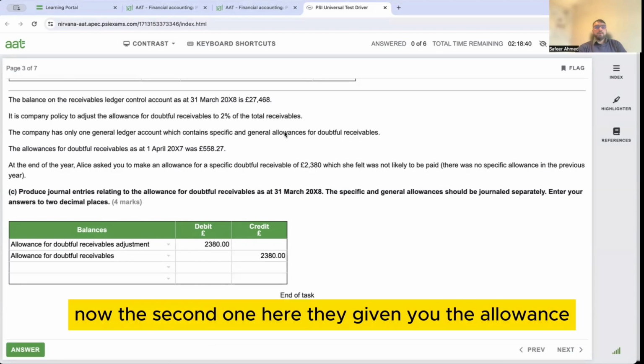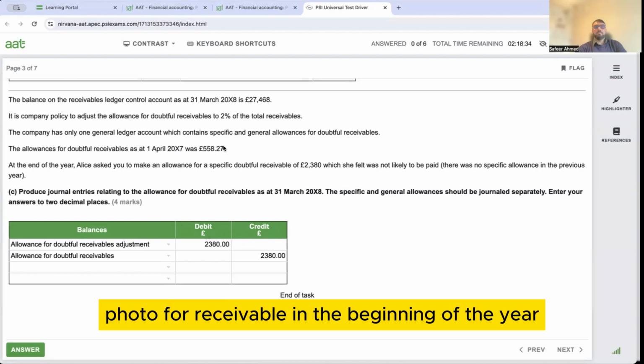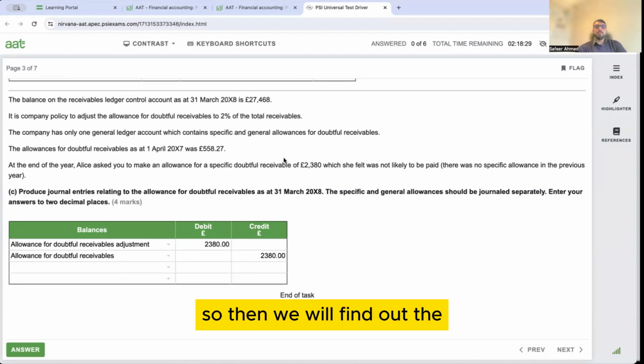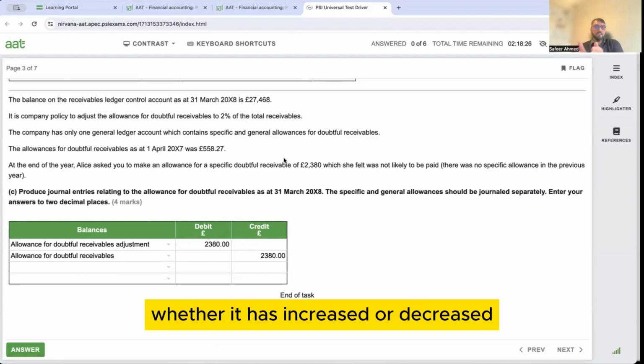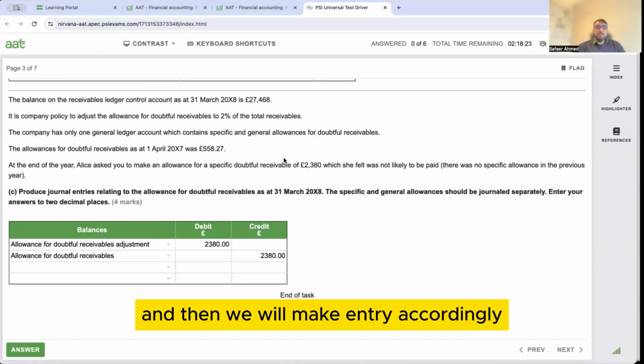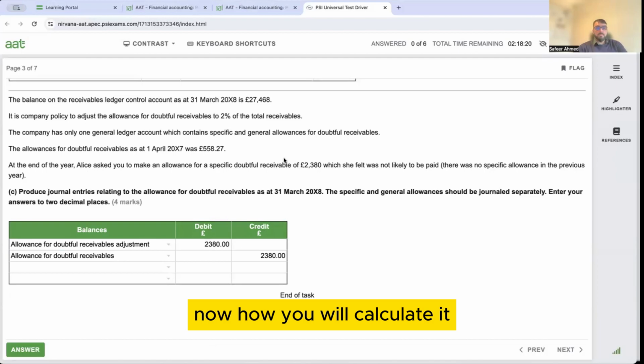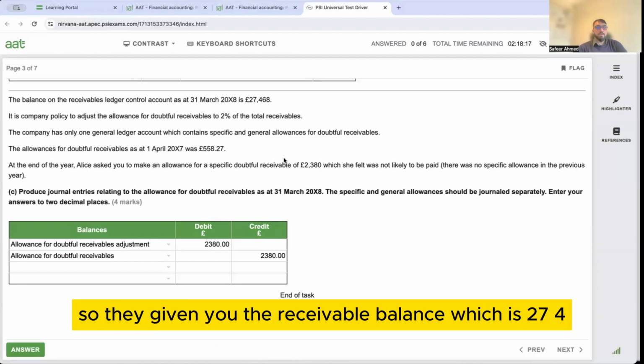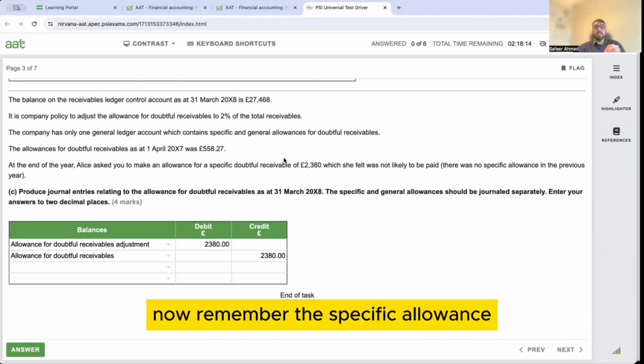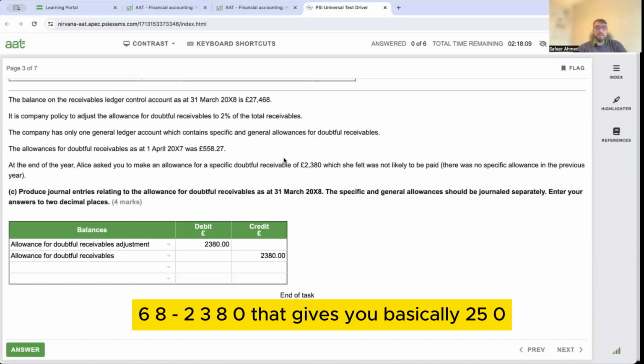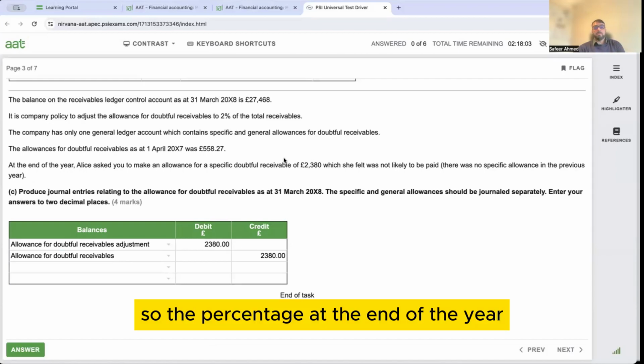And similarly here, 2380.00. Now, for the second one, they've given you the allowance for doubtful receivable at the beginning of the year, but we need to determine it at the end of the year. Then we will find out whether it has increased or decreased, and make the entry accordingly. Now, how will you calculate it? They've given you the receivable balance, which is 27,468. Remember, the specific allowance balance is part of this, so we need to deduct that first. So 27,468 minus 2380 gives you 25,088.